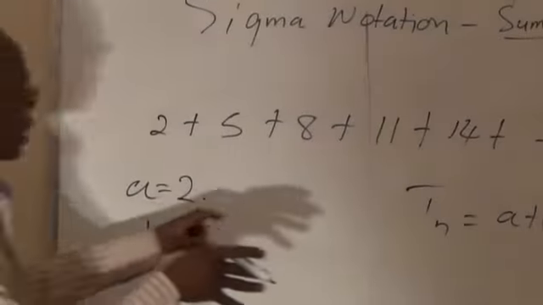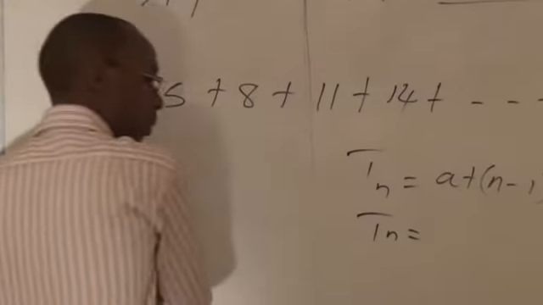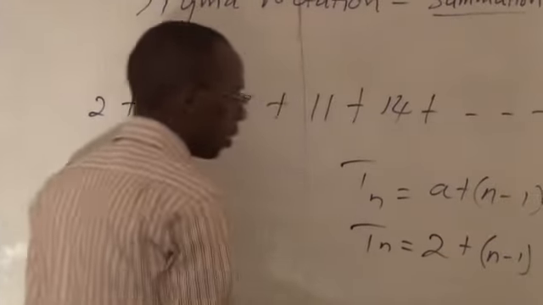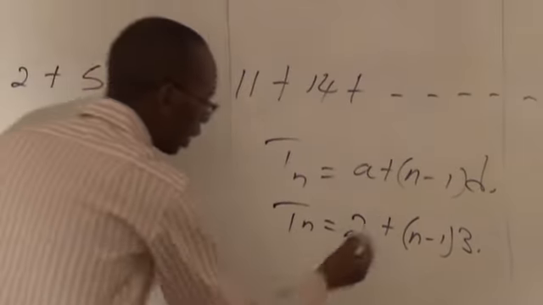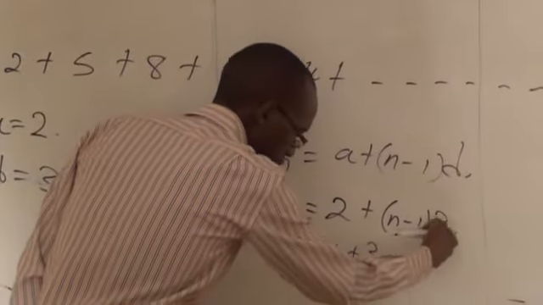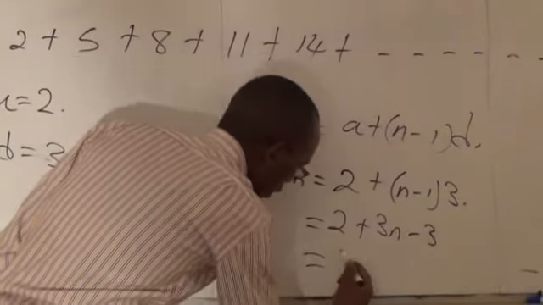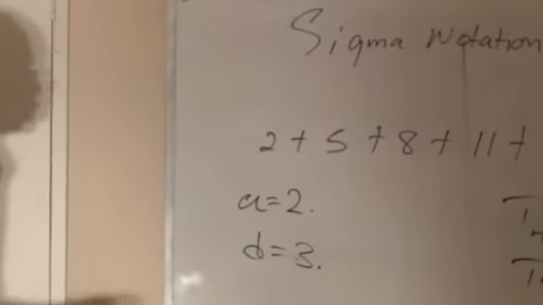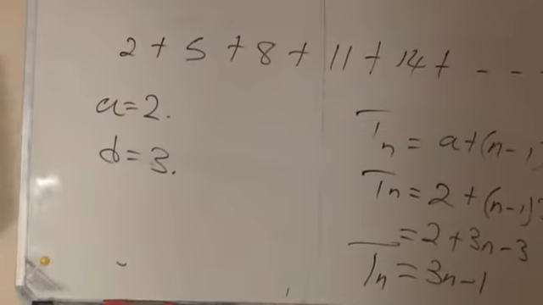So if you want the nth term unique to our series, then Tn is equal to a, but we know what a is. It's 2. Plus n minus 1, we don't know n, but we also know what d is. It's 3. So if you expand that bracket, we get 2 plus 3n, 3 times minus 1, minus 3. So you notice we end up with 3n minus 1, or minus 1 plus 3n. It doesn't make a difference. So our nth term, therefore, unique to that series is 3n minus 1.